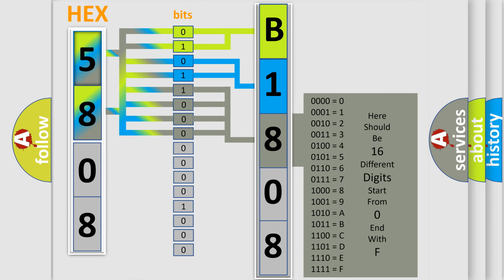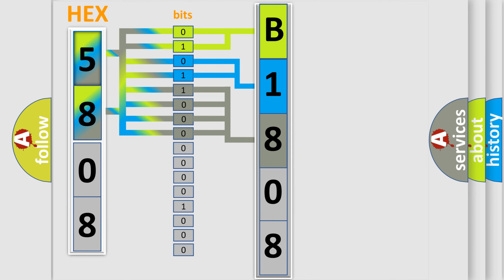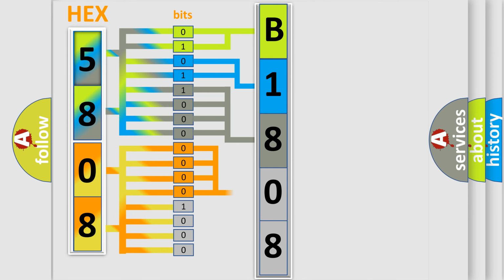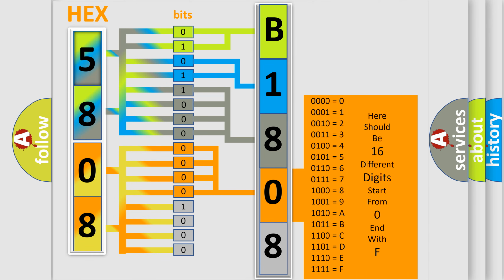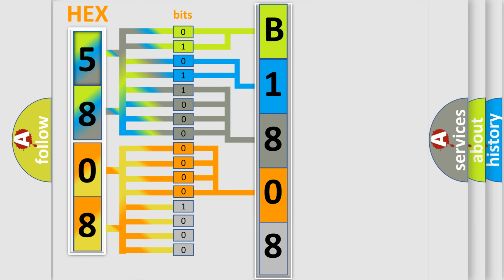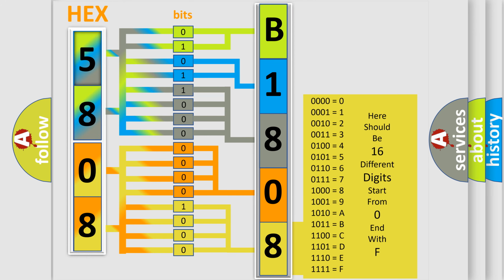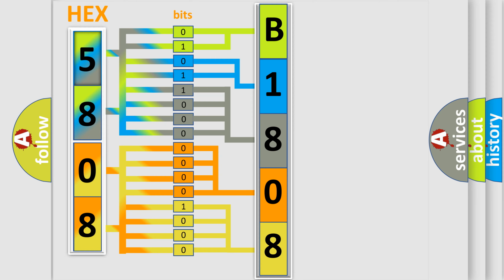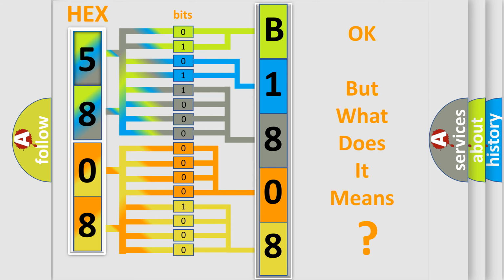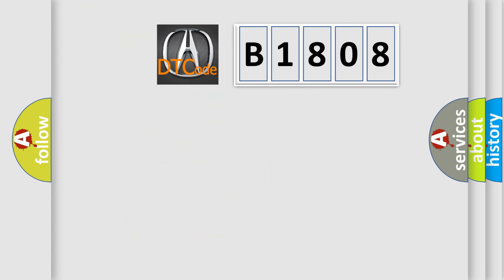The second byte is composed of a combination of 8 bits. The first 4 bits determine the fourth character of the code. And the combination of the last 4 bits defines the fifth character. A single byte conceals 256 possible combinations. We now know in what way the diagnostic tool translates the received information into a more comprehensible format. The number itself does not make sense to us if we cannot assign information to what it actually expresses. So, what does the diagnostic trouble code B1808 interpret specifically for the range of car manufacturers?